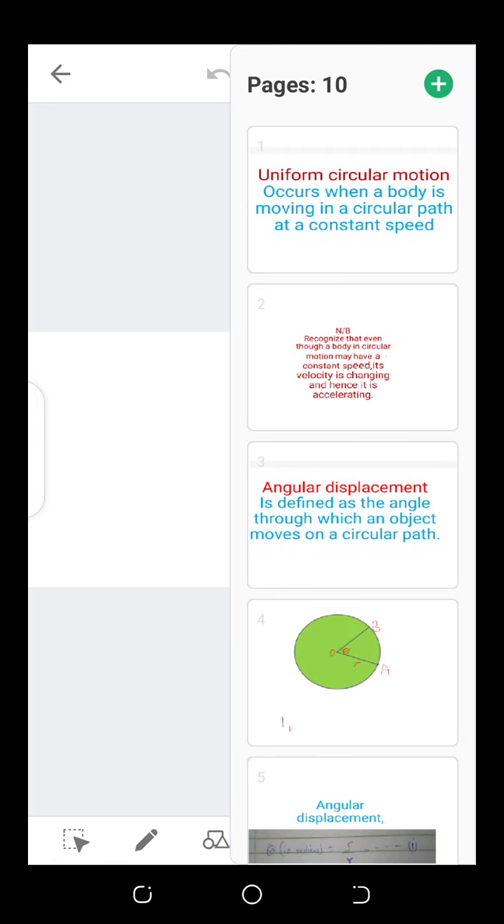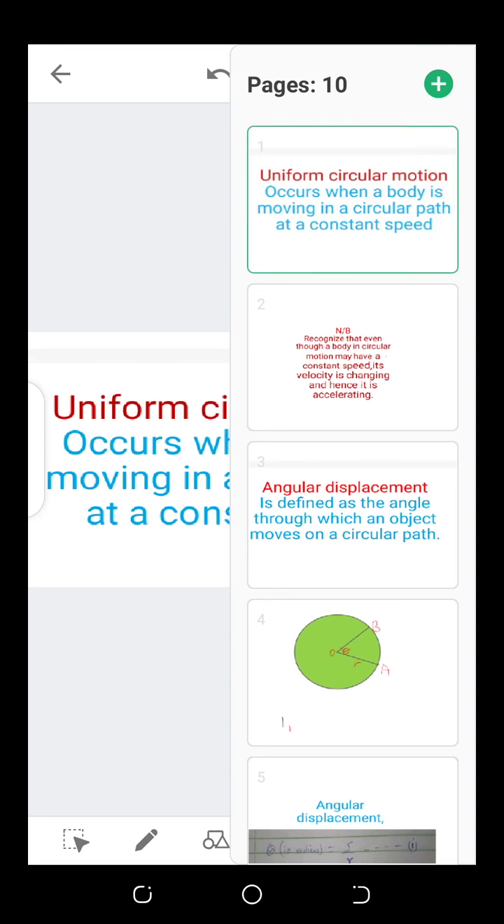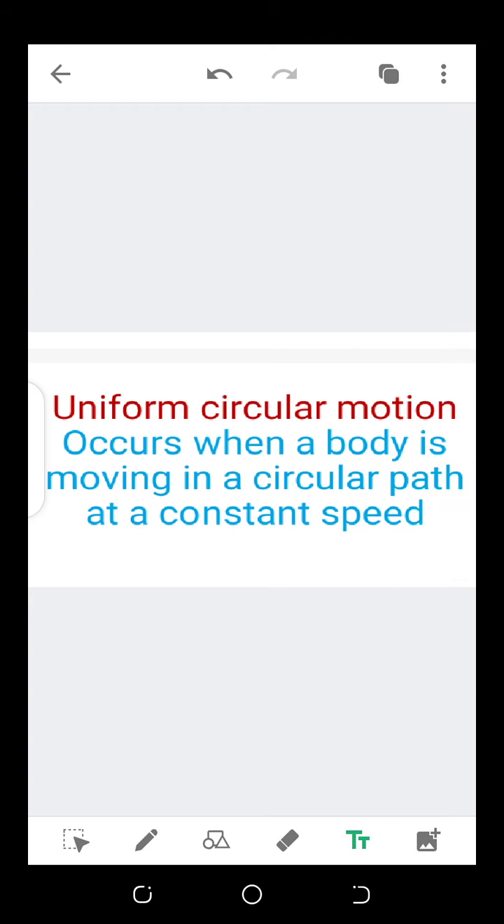Welcome back. From our previous video, we were looking at uniform circular motion, and we looked at the definition of circular motion. We also looked at examples, and in this video, we are going to continue further. Our last definition in the last video was uniform circular motion, and we agreed that it occurs in bodies that are moving in a circular path at a constant speed.